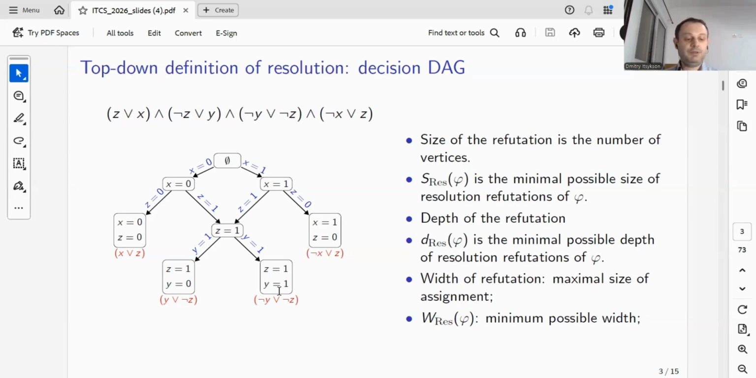There is also a very important parameter, the width of a refutation. It is the maximum size of the assignment over all nodes. The resolution width of the formula is the minimum possible width over all refutations.